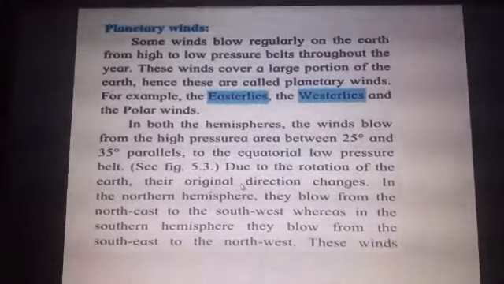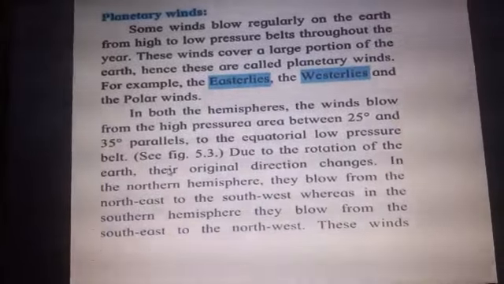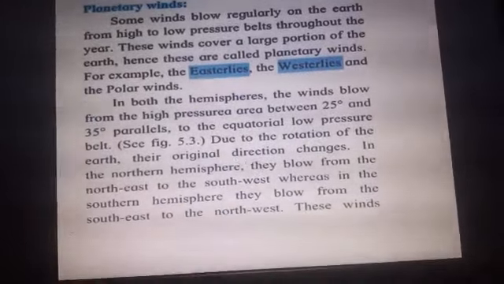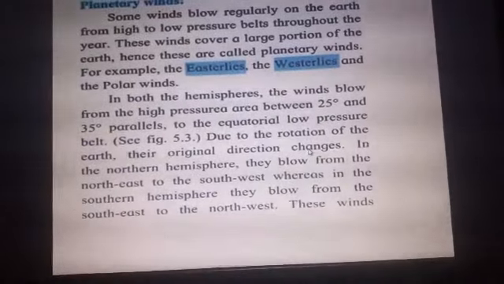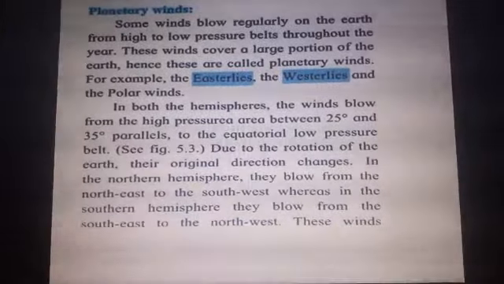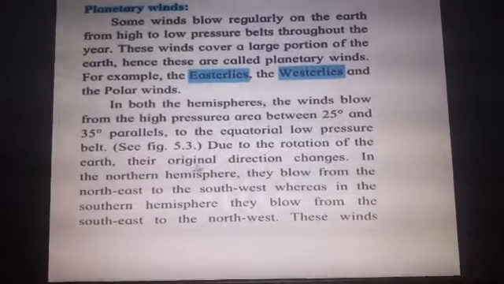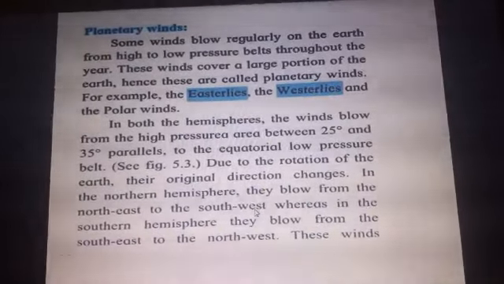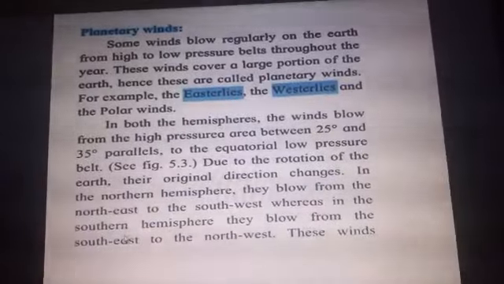Now what is happening? The rotation of the earth is continuous, so their original direction changes. The winds start moving, and in the meantime the earth moves forward. So therefore the direction of the wind changes. In the northern hemisphere, they blow from northeast to the southwest. So they are blowing from which area? That is the northeast area to the southwest, whereas in the southern hemisphere, they blow from southeast to the northwest.